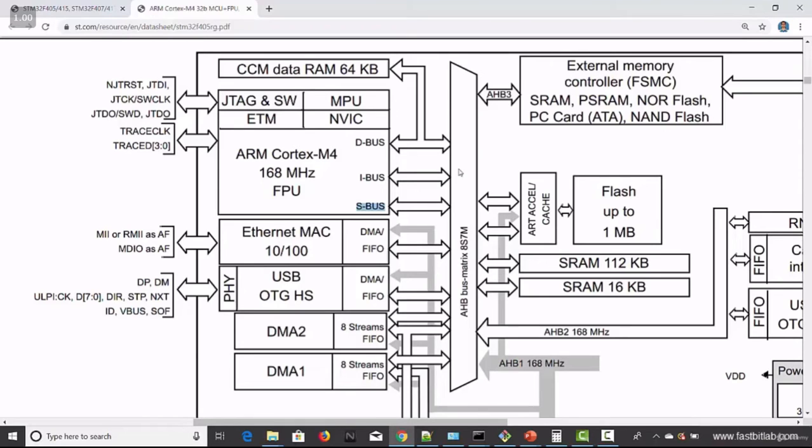Here we have a couple of bus masters. One is the processor itself, and after that we have Ethernet, which can also act as a bus master. USB also can act as a bus master, and DMAs can also act as bus masters. When you have multiple bus masters, proper access to the bus should be taken care of by another engine called arbiter, that is also called bus arbiter. All these are part of the AHB bus matrix engine.